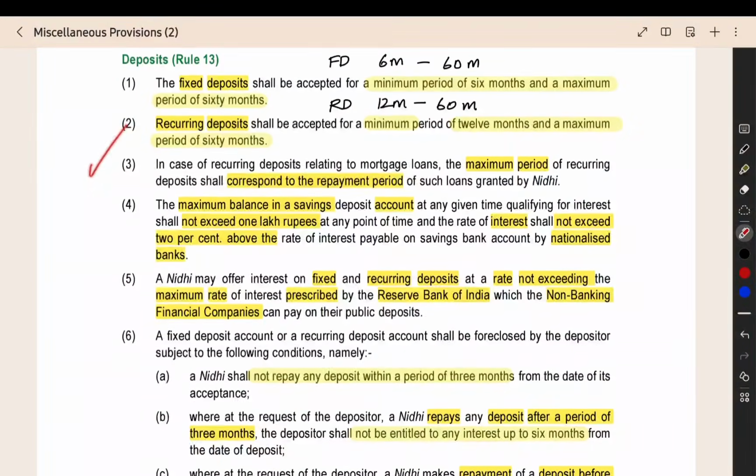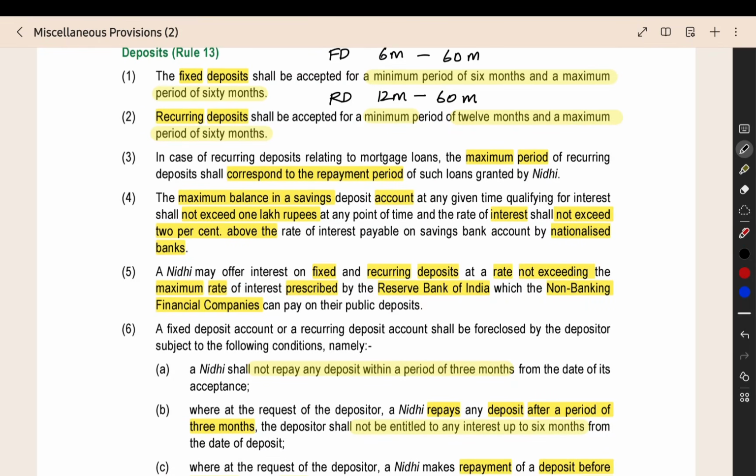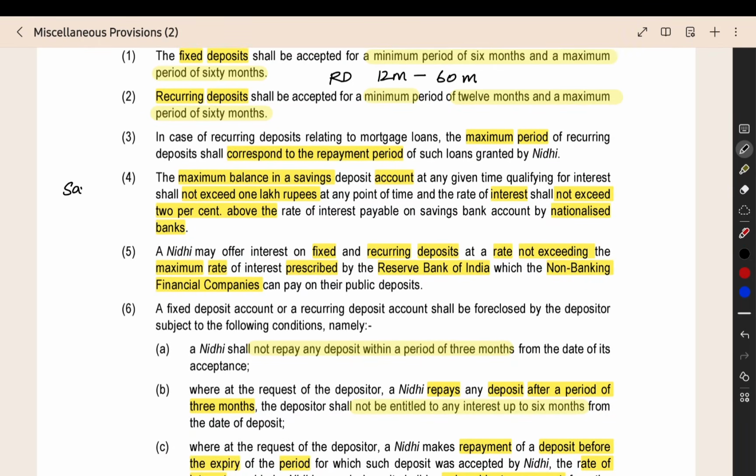Then the maximum balance in a savings account shall not exceed 1 lakh rupees. So here we have the maximum cap on the amount in the savings account that is qualifying for the interest. So in a savings account, you can have a maximum of 1 lakh rupees. Only on that maximum 1 lakh rupees you will get the interest. You can have more than that, but on that, interest should not be there.